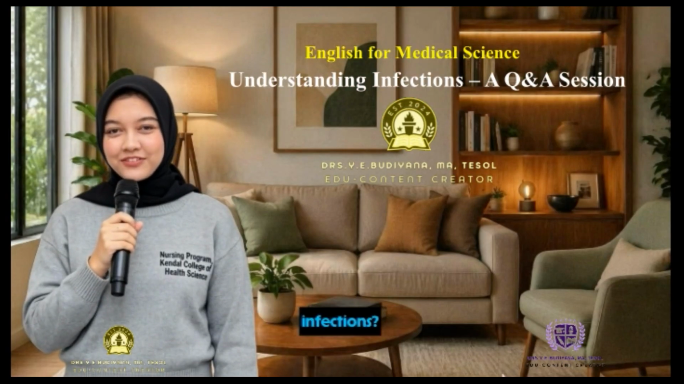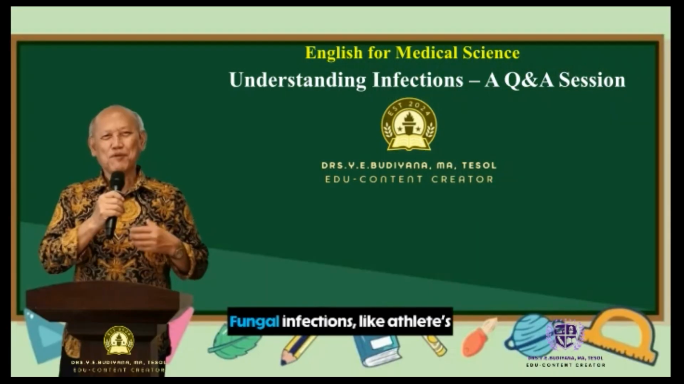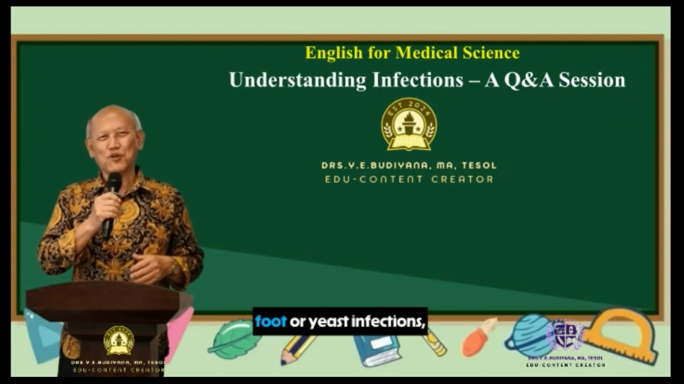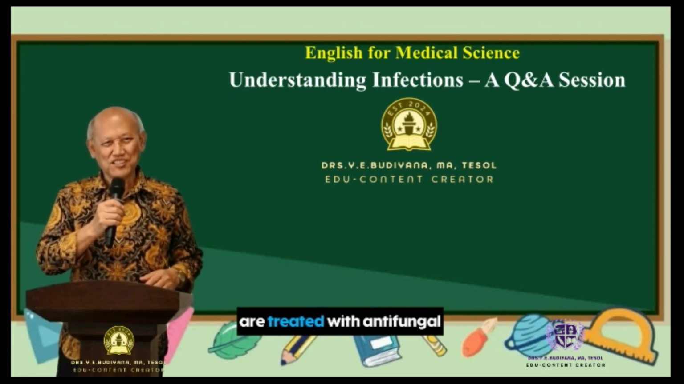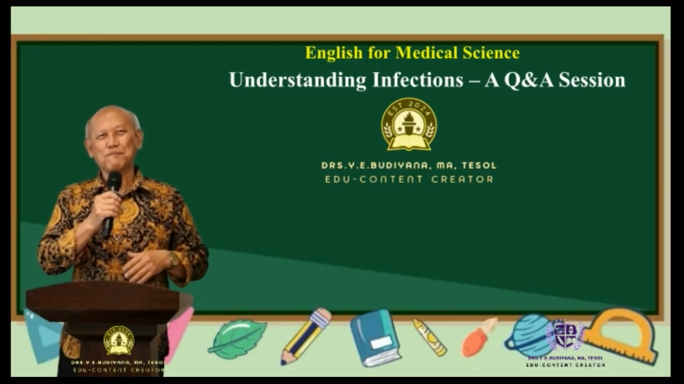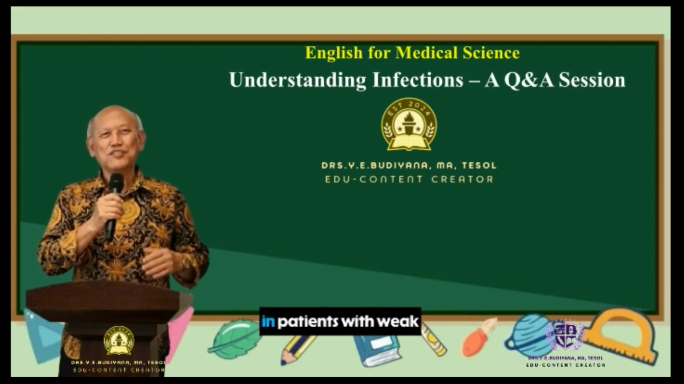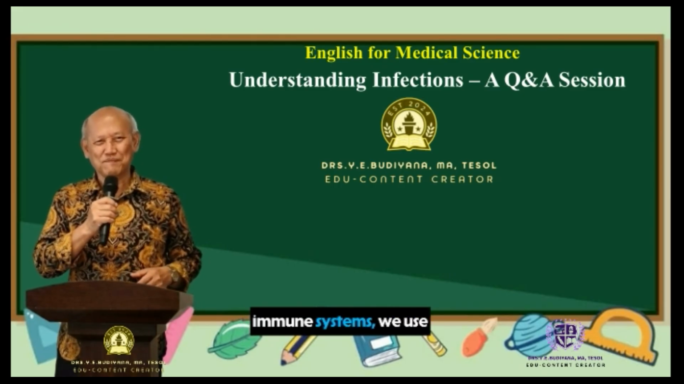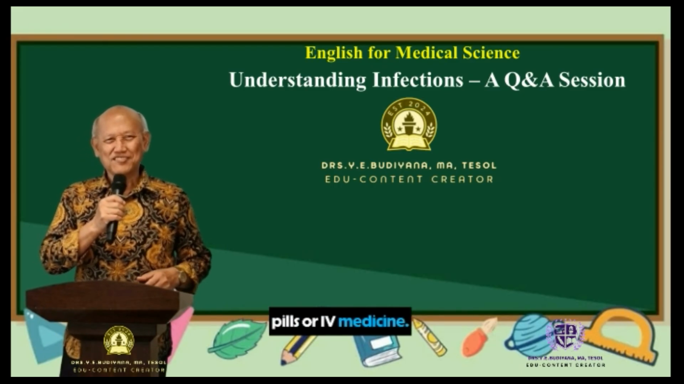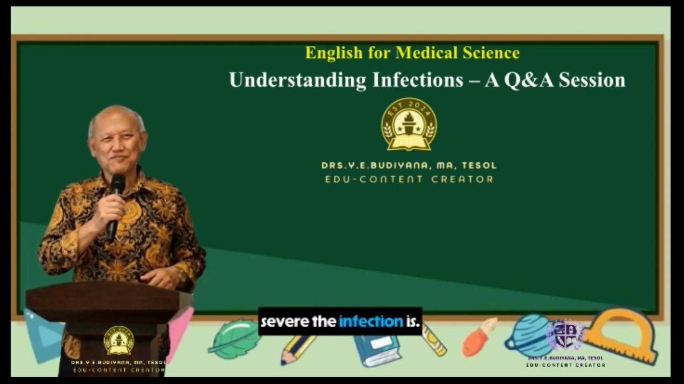Finally, what about fungal infections? How do we treat them? Fungal infections, like athlete's foot or yeast infections, are treated with antifungal medicines. For skin problems, we often use creams. For serious lung infections in patients with weak immune systems, we use pills or IV medicine. It depends on how severe the infection is.